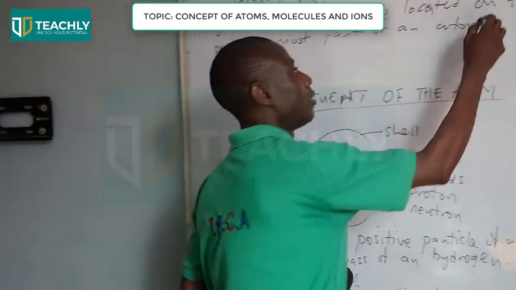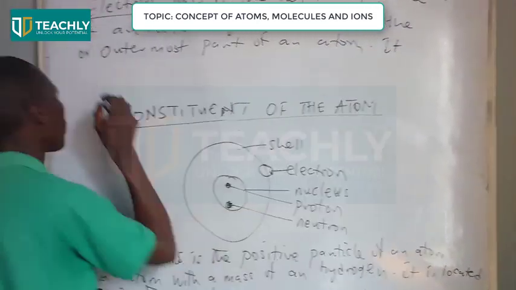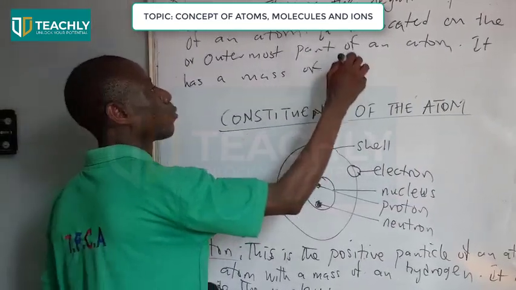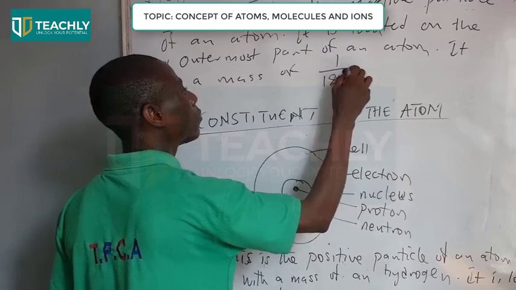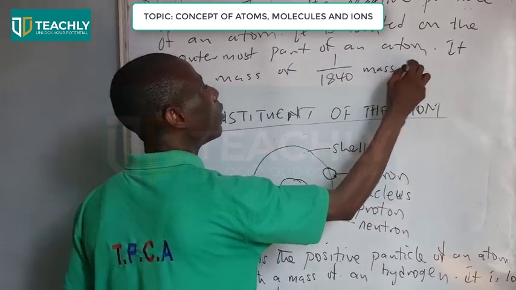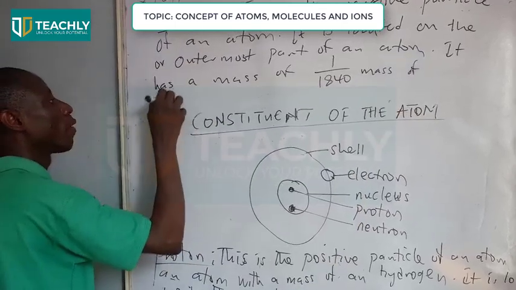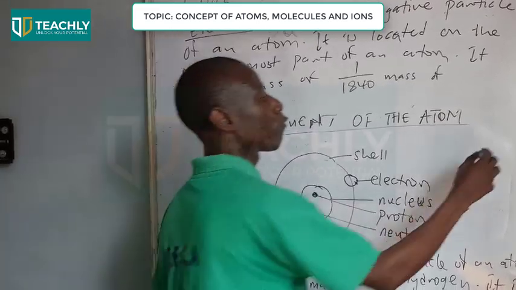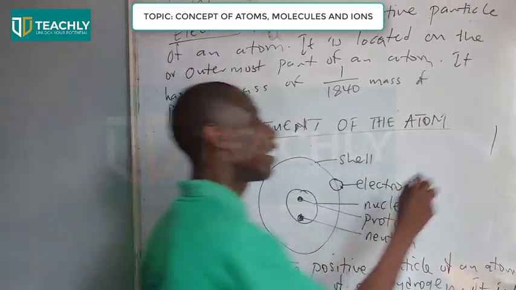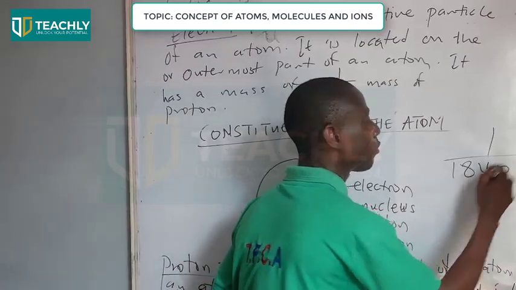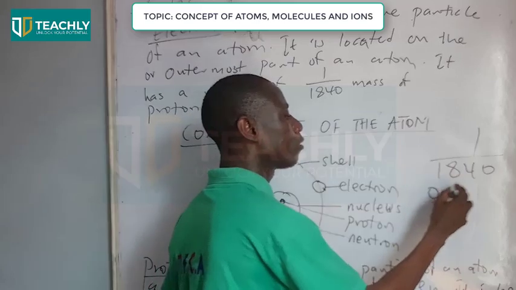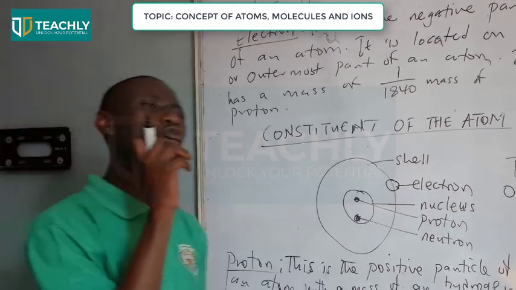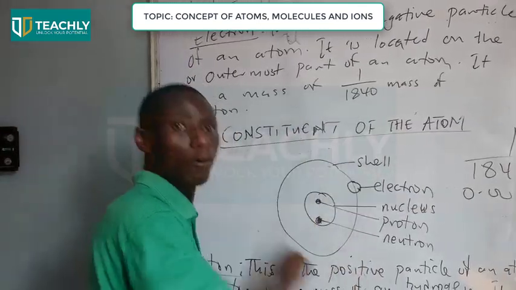So what is its mass? It has a mass of 1/1840 of the mass of a proton. What I mean is that when the mass of a proton is 1, divided by 1840, it gives something like 0.00-something. That means the mass of the electron is so small, that is why it is light and easy for it to revolve around.